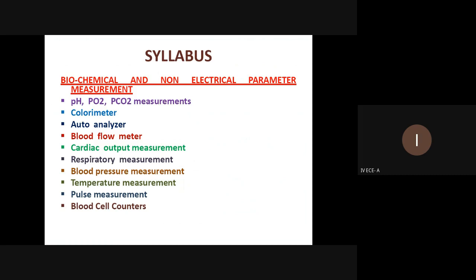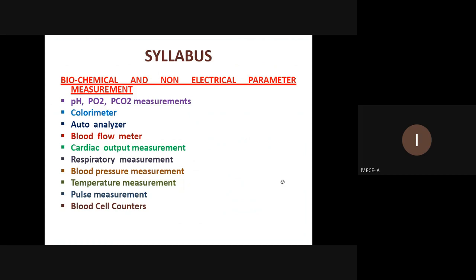Then what is the PO2 measurement? PO2 measurement is nothing but a measurement of partial pressure of oxygen. The partial pressure of a gas is proportional to the quantity of that gas present in the blood. The effective functioning of both respiratory and cardiovascular systems can be analyzed by PO2.